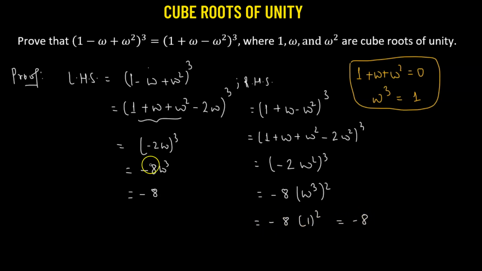We have −8. So I clearly see that the left hand side is giving us a value of −8 and the right hand side is giving us a value of −8. Now that means these two expressions are equal. So let's write it down. Thus, left hand side is equal to the right hand side. So that proves our problem, and both of them have a value of −8.